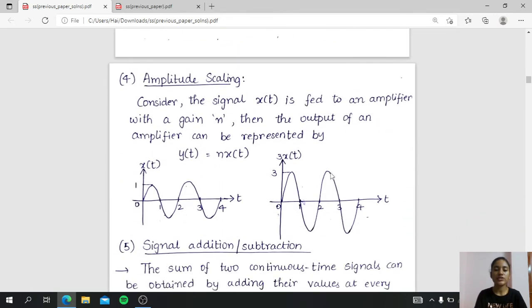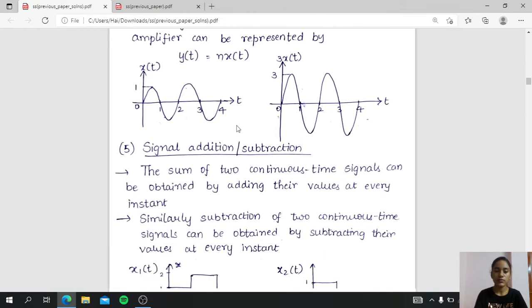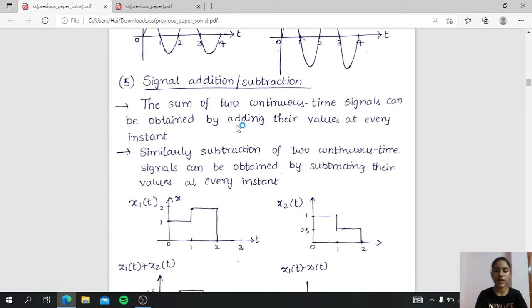The next operation is the amplitude scaling. So if you take a signal x of t and you feed this to an amplifier, you'll get an increase in amplitude. So here this is your x of t, and when you amplify it, it can be n into x of t, where n can be any value, which is y of t is equal to n into x of t. Our next operation is signal addition and subtraction.